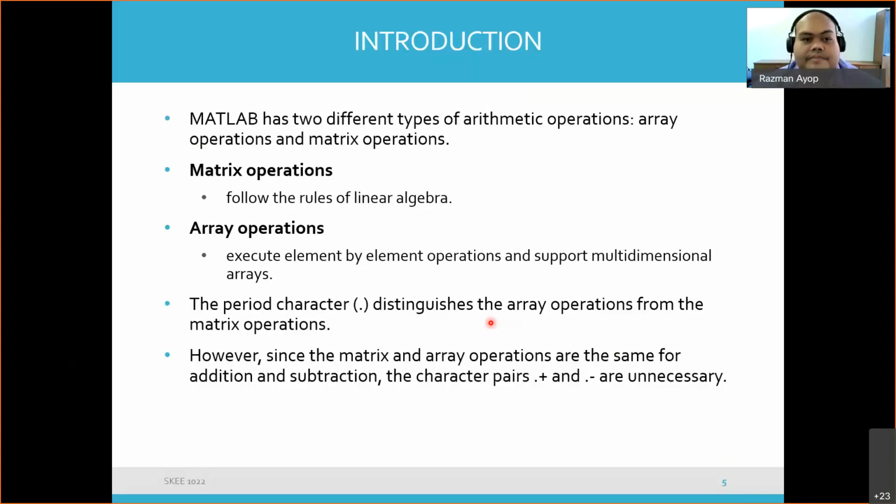So we will start with the arithmetic operation. MATLAB has two different types of arithmetic operation. Either you can use array or matrix. Matrix is basically the rule of linear algebra. This one is the standard one, the matrix you learned.